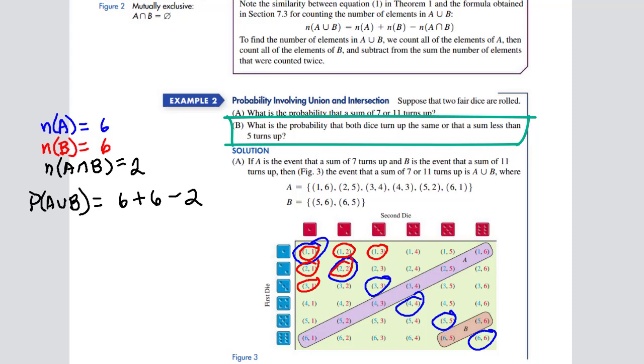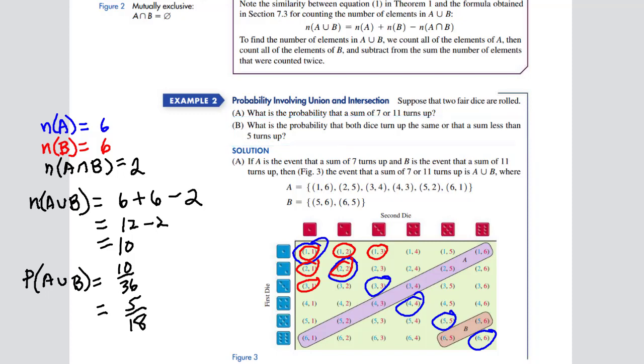Again, we'll use the formula, and we know that there are 6 plus 6 minus 2 elements in A or B. Why? Because the intersection has two elements this time. So that makes the number of things in A union B equal 10. To find our probability, we divide the 10 by 36, and we get 10/36, and that'll reduce down to 5/18. Either one of those is a good answer. It just depends on whether the question wants you to reduce it or not.